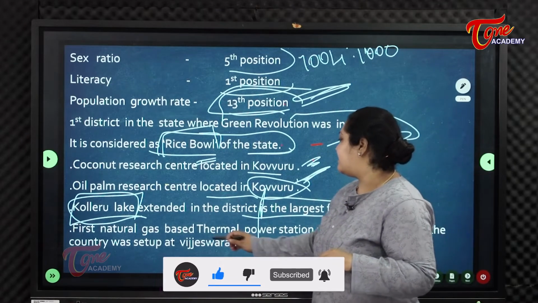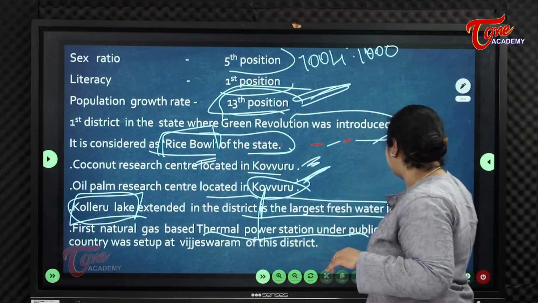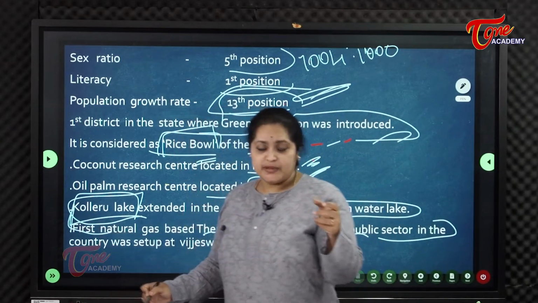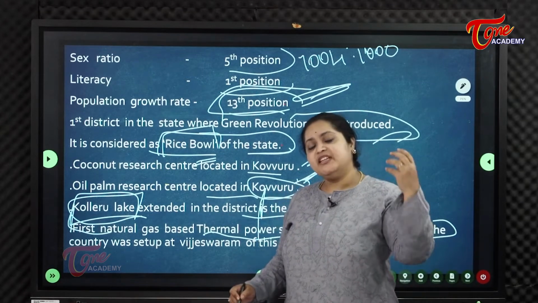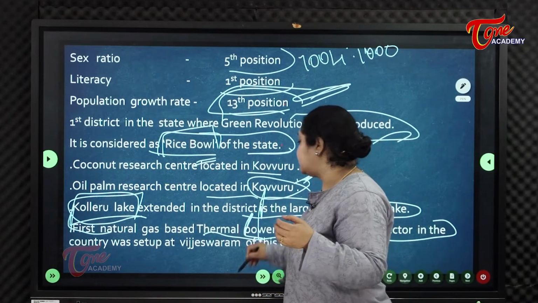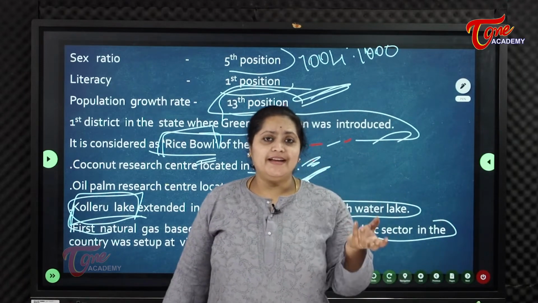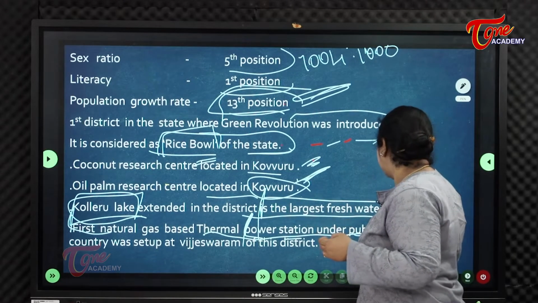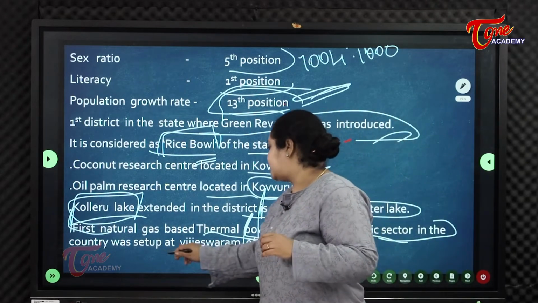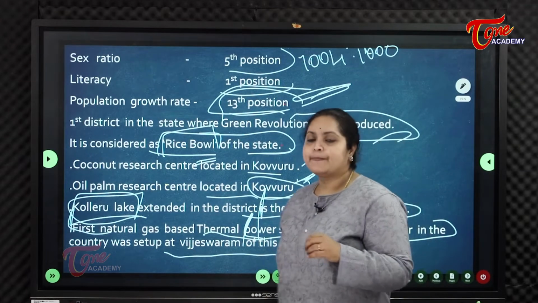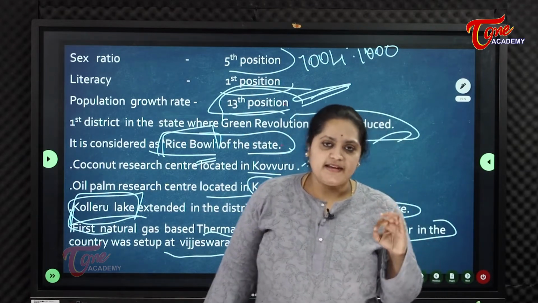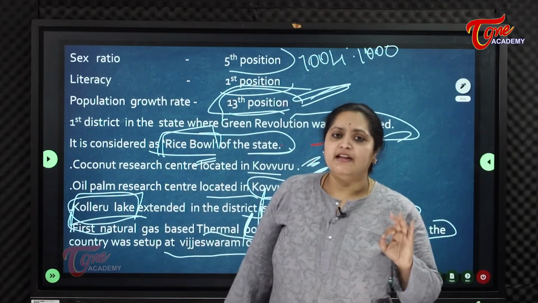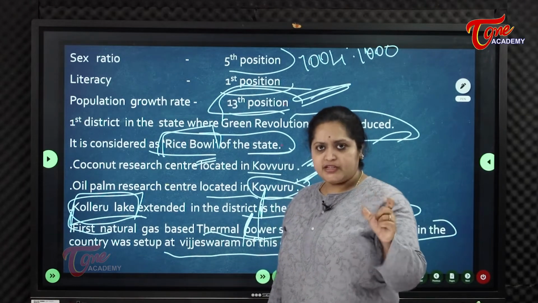Next, the first natural gas based thermal power station under the public sector in the country. We have seen thermal power stations based upon coal, hydel and natural gas. So the first natural gas based thermal power station under the public sector in the country was set up at Vijayeshwaram of this district. It's first of its kind in the country. This Vijayeshwaram is in West Godavari district.